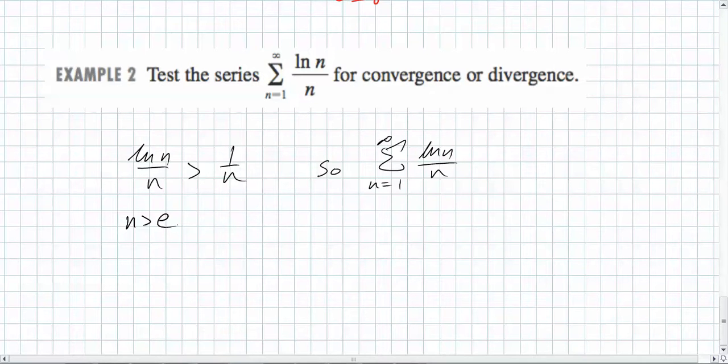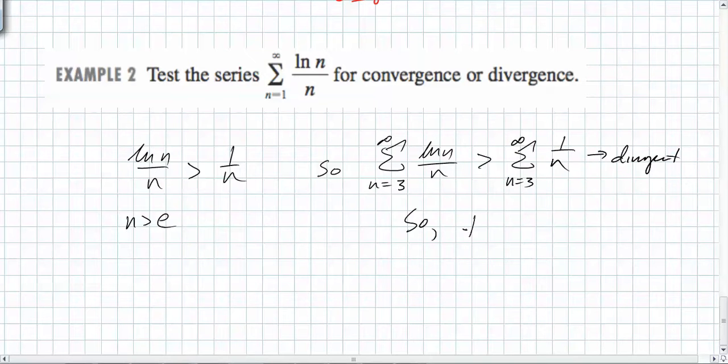Correct. So we know that this right here, the sum from n equals 3 to infinity, is going to be greater than the sum from n equals 3 to infinity of 1 over n. And we know that this right here is divergent. So this is divergent. Does that make sense? Cool. Okay.